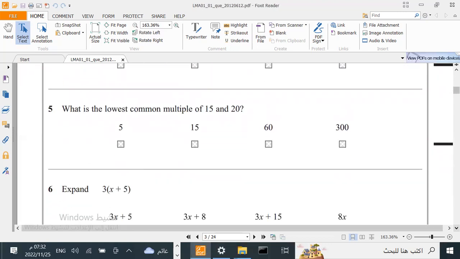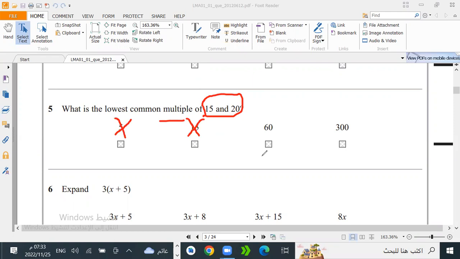What's the lowest common multiple of 15 and 20? Now, if it says highest common factor, the factors are always smaller than these numbers. But if it says multiple, it means bigger than these numbers. The multiple is always bigger, right? Multiple means it's multiplied, it's supposed to be bigger.